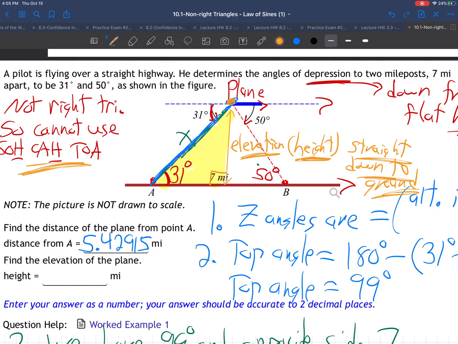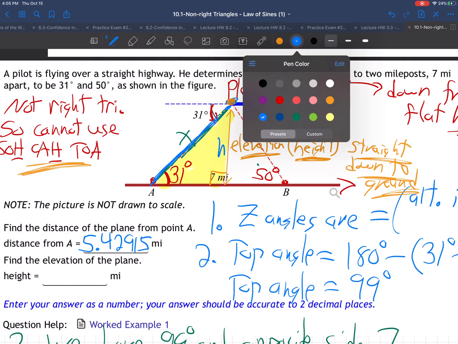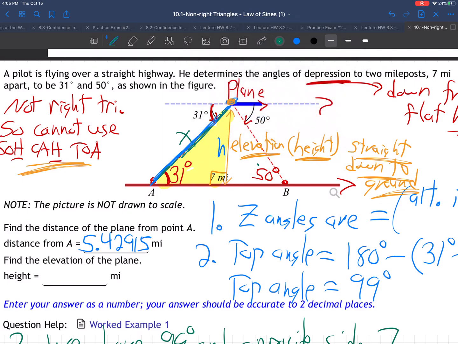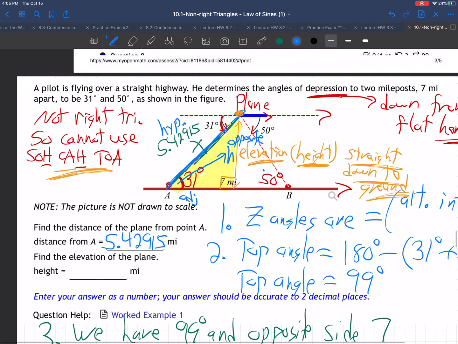We can use SOHCAHTOA. We're trying to find the elevation. Call it H for height. How are we going to do it? Well, we know X over here already. We found that from the last bit of work we did. This X is 5.42915, right? So we can use this 31-degree angle, and this is opposite, this is the opposite side, this is the adjacent side. This side's the hypotenuse of that little bitty shaded right triangle. So what is opposite over hypotenuse?